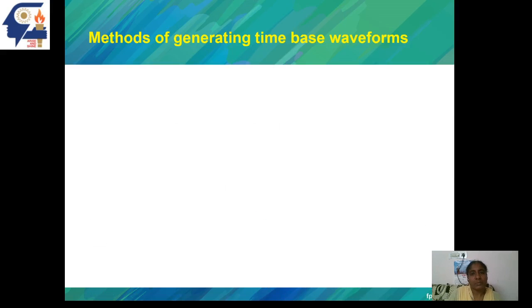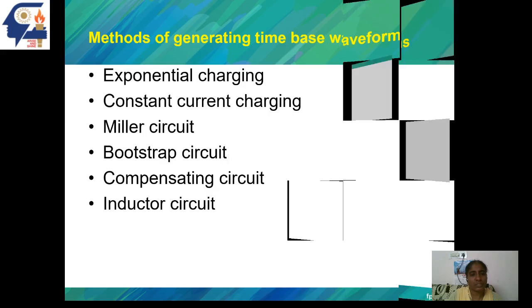There are different types of methods to generate time-based waveforms. They are the exponential charging method, constant current charging method, Miller circuit, bootstrap circuit, and then compensating circuits and inductor circuits.